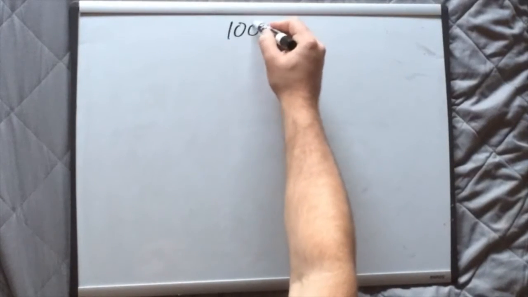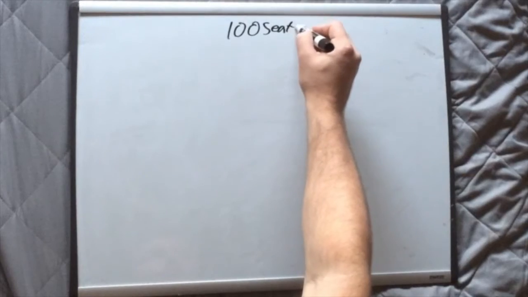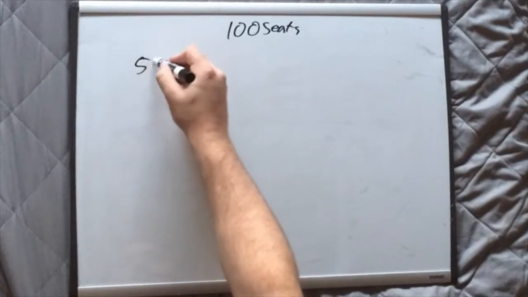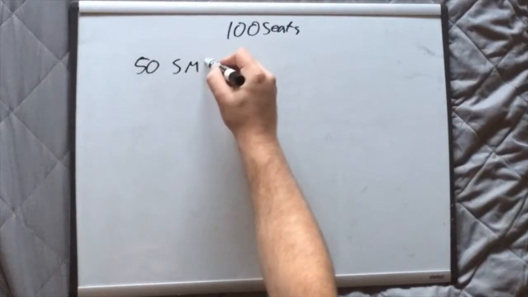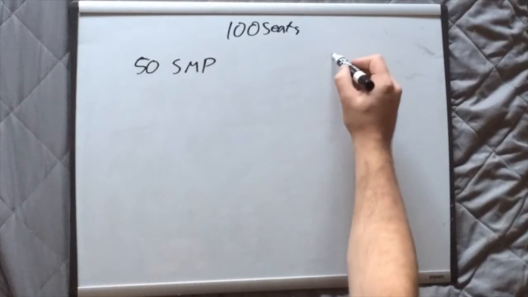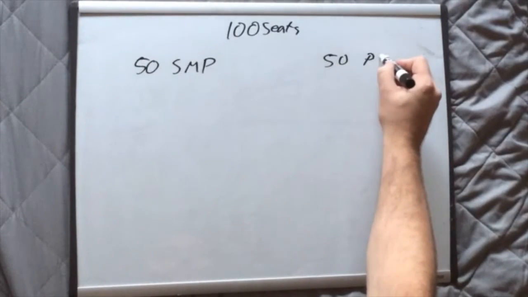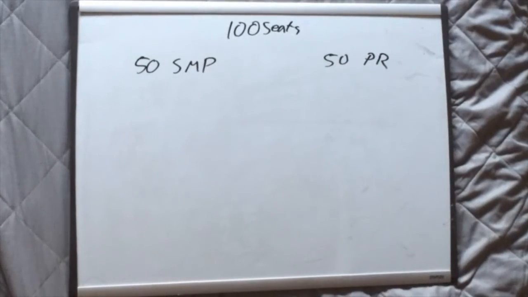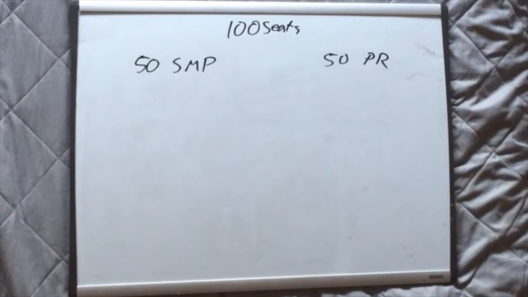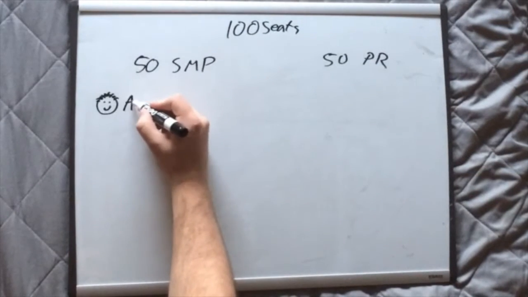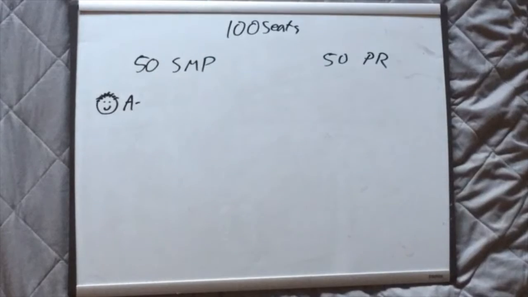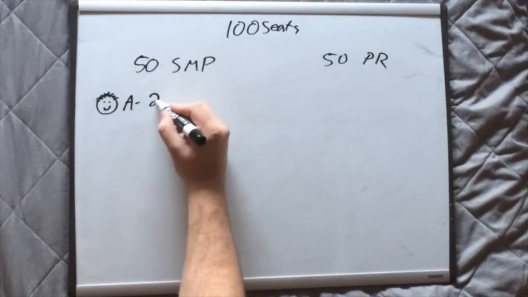So let's say there are 100 seats in the legislature. 50 of them are filled by single-member districts. The other 50 by PR lists. Now each party will be represented by the candidates we saw in their race. Party Alpha will be represented by that handsome fellow.